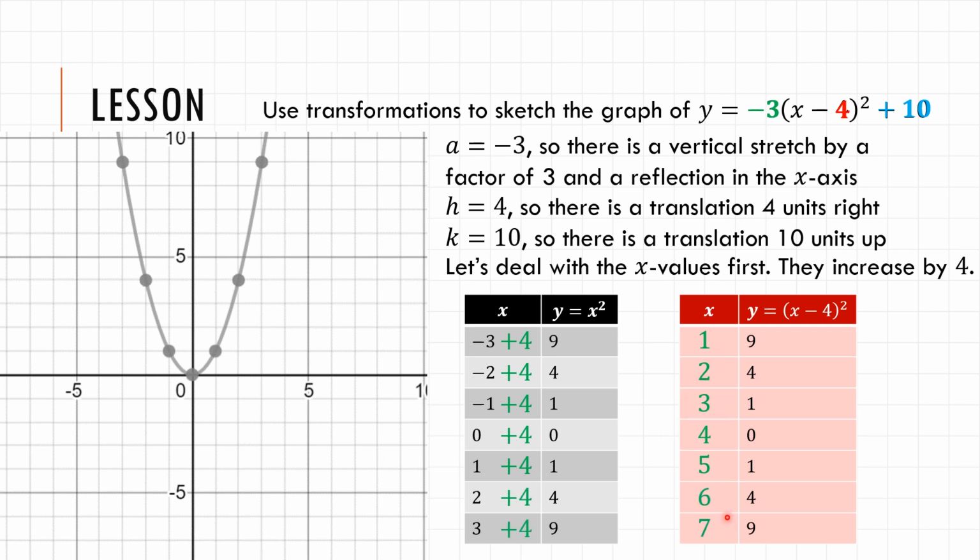So now I have all my new x values, and I'm going to see where this quadratic is going to end up being. All of these points will move to the right 4 units. And that's my new location. Let's check if my new coordinates are correct. 1 and 9, yep. 2 and 4, yep. 3 and 1, yep. 4 and 0, 5 and 1, 6 and 4, 7 and 9. All of those are correct.